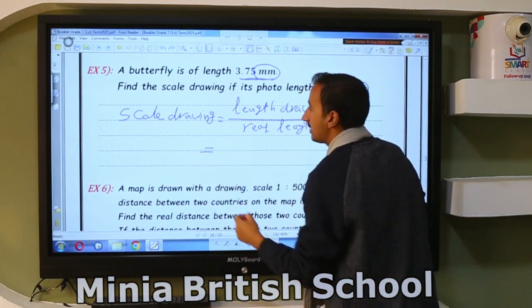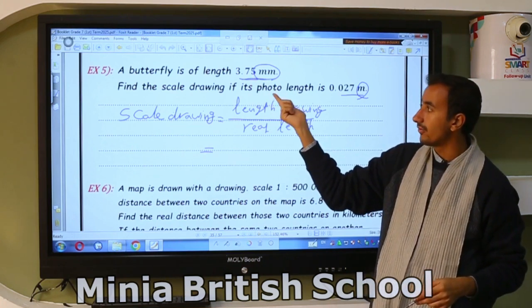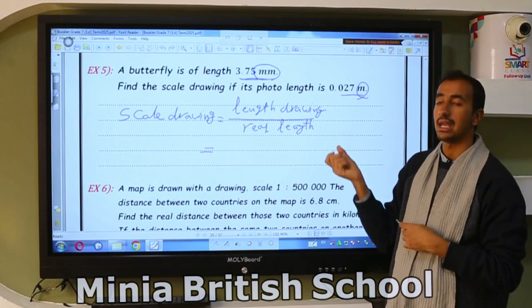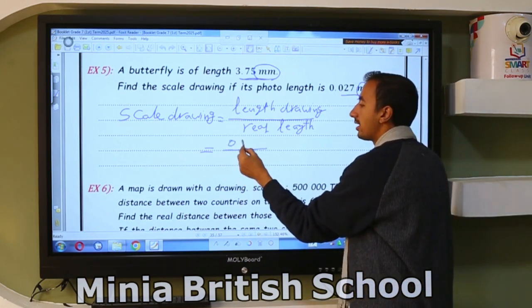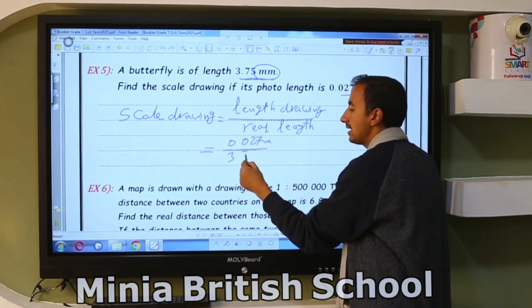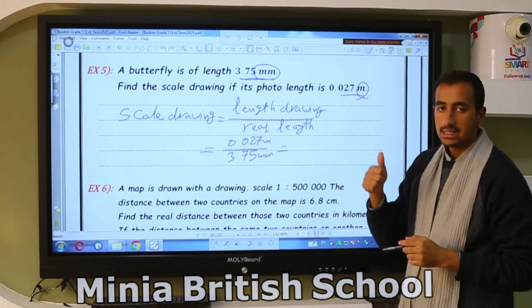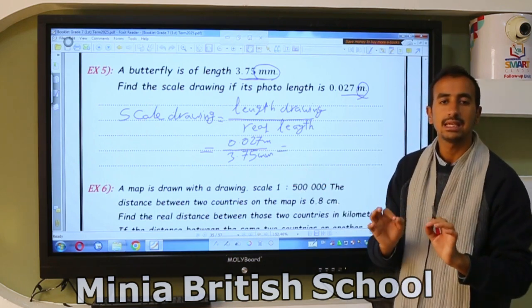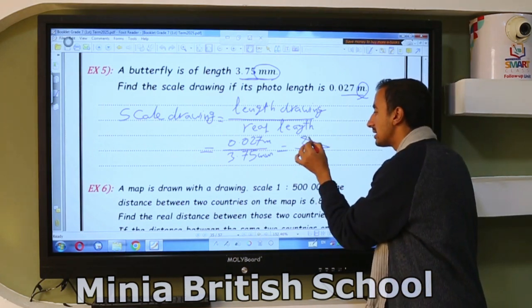So I can say that here length in drawing, and here the butterfly is this 3.75, it's the real length. Here the photo length is 0.027 meter over 3.75 millimeter. First, you must convert meter to millimeter to make the same unit. It's called a ratio.